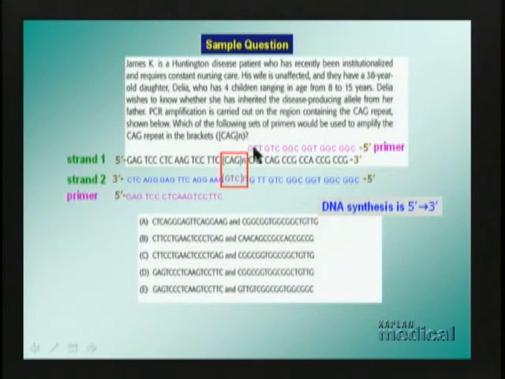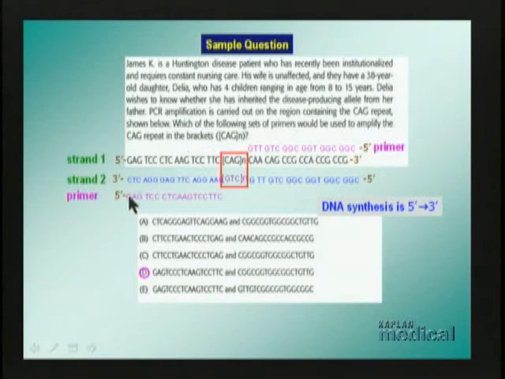Another DNA polymerase will look at the primer that's base paired to strand 1, take this primer, and go from right to left in this diagram, again amplifying this part of the DNA. So as a result, we'll end up with tremendous numbers of the CAG repeat. So the answer to this question is D.